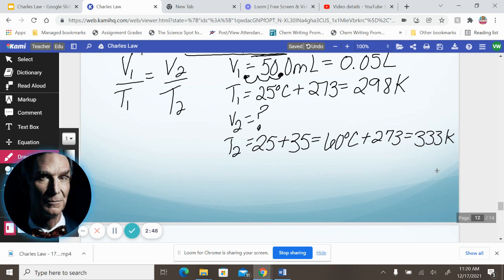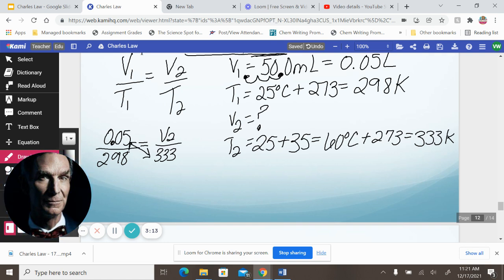Okay, so now we're ready to plug in. So our V1 was 0.05 liters. Our T1 was 298 Kelvin. Our V2 is our unknown. And then our T2 is 333. Okay, again, you can solve this different ways, but I like to cross multiply and divide.